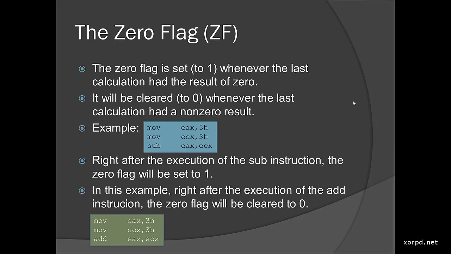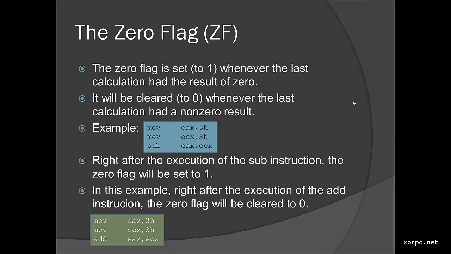Let's begin with the zero flag. The zero flag is set. When I say set, I mean change to 1. This is a pretty general notion about bits. We say set for 1 and cleared for 0. So the zero flag is set whenever the last calculation had the result of 0.